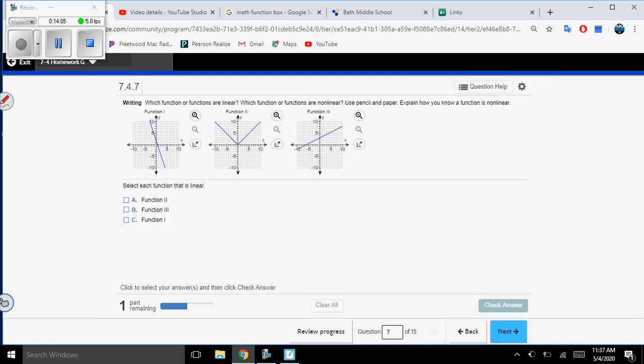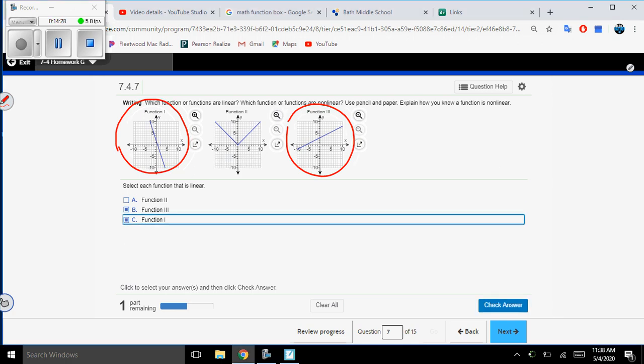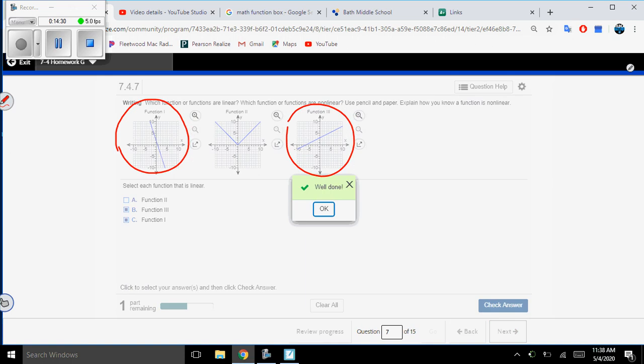The last piece they're going to want you to know is how this works with a graph. If I take a look at which function or functions are linear and which ones are nonlinear, number 1 appears to be linear because it's a straight line. This one is not a straight line. This one is a straight line. So it looks as if 1 and 3 appear to be linear functions.